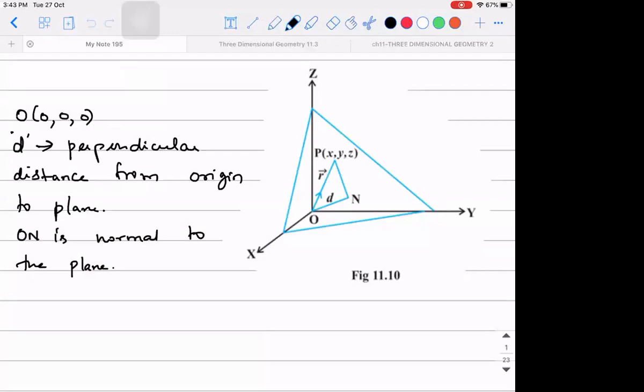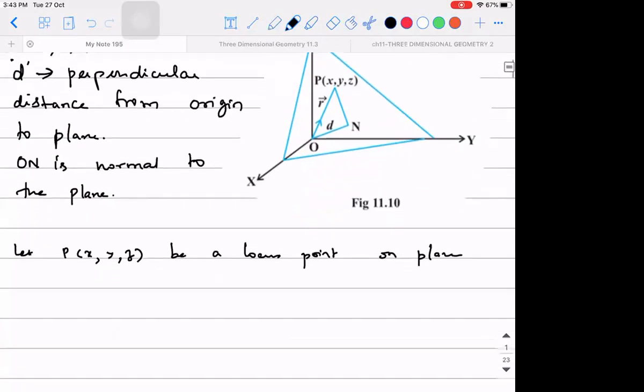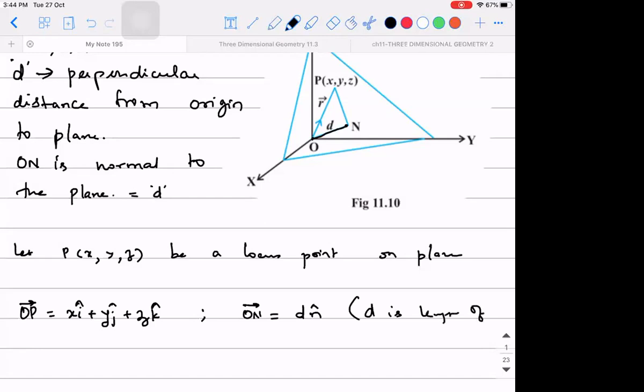So ON is the normal to the plane. Let P(x, y, z) be a locus point on the plane. What is the OP vector? OP vector will be x i cap plus y j cap plus z k cap. What is the ON vector? For the foot of the perpendicular, we don't have coordinates; rather, we have other information. We know its length. What is the length of ON? It is D, and the unit vector along ON is n cap, where D is the distance or length of the perpendicular, and n cap is the unit vector of the normal. I hope it is clear, guys.